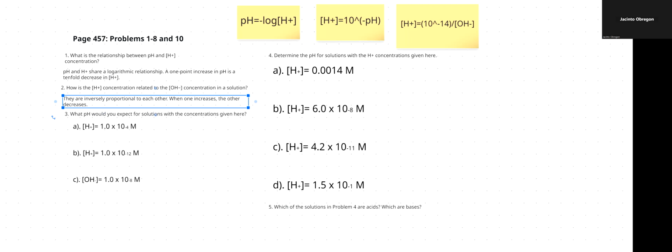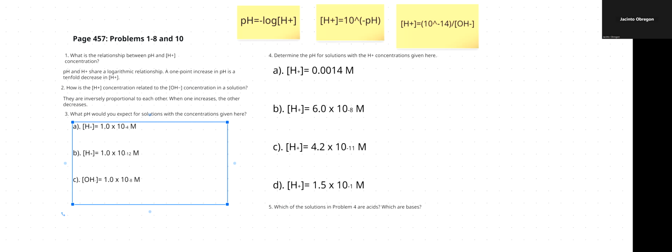Number 3, what pH would you expect for solutions with the concentrations given here? For part A, our concentration is 1 times 10 to negative 4. I don't know why the whiteboard decided to make those subscripts. I have no way of making them superscripts, so it should be 10 to the negative 4, which should be an exponent. I have on sticky notes the 3 equations that we'll be working with up here. Right now, it's just simple plug and chug. So pH is equal to negative log of 1.0 times 10 to the negative 4. And when you put that in your calculator, it should just give you 4.